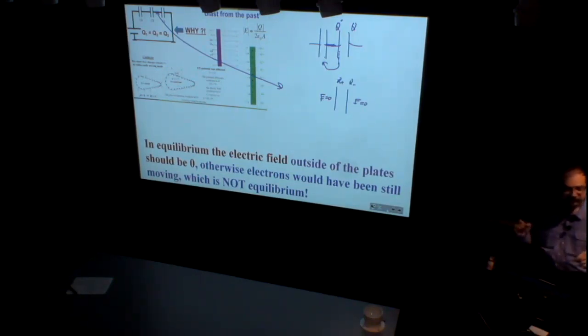If that is not the case, if one plate has a larger charge, that means electric field outside is not zero, and electrons keep moving. So this kind of neat reasoning tells us why, when capacitors are connected in series, the charge on each capacitor should have the same magnitude.